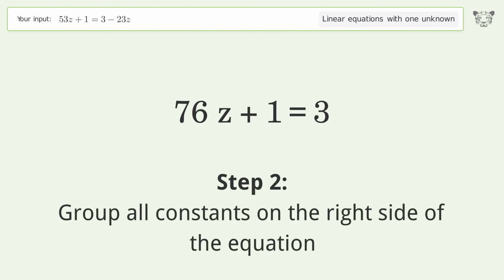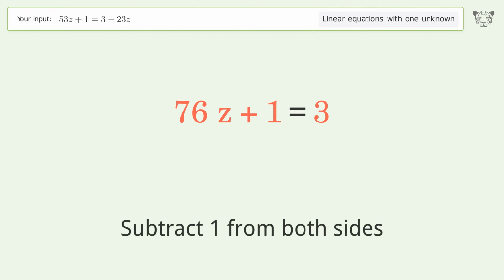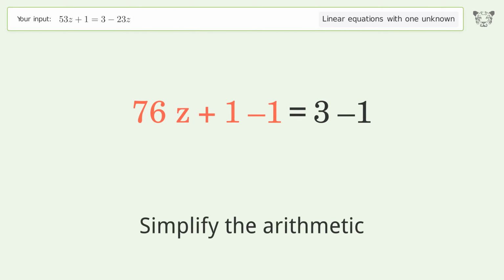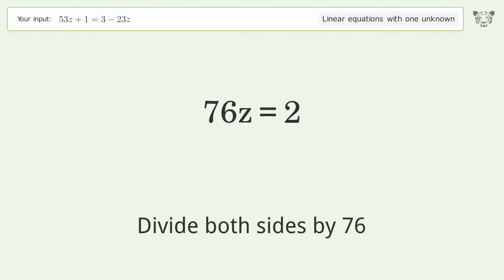Group all constants on the right side of the equation. Subtract 1 from both sides. Simplify the arithmetic. Isolate the z. Divide both sides by 76.